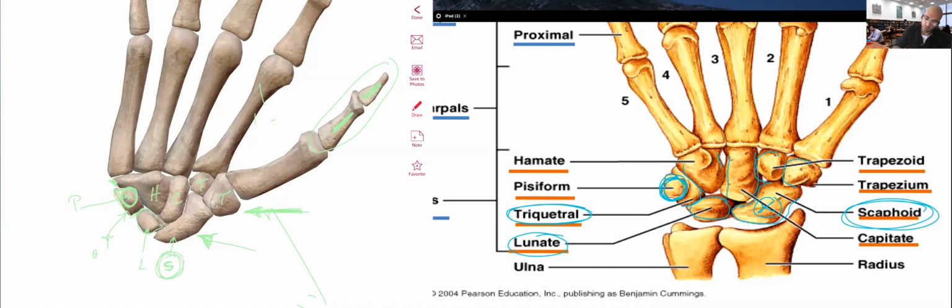So starting here, scaphoid, lunate, triquetral, and PZ4. To take Kathy home, so we have here trapezium, trapezoid, capitate, and hamate. So scaphoid, lunate, triquetral, PZ4. Next row, trapezium, trapezoid, capitate, and hamate.